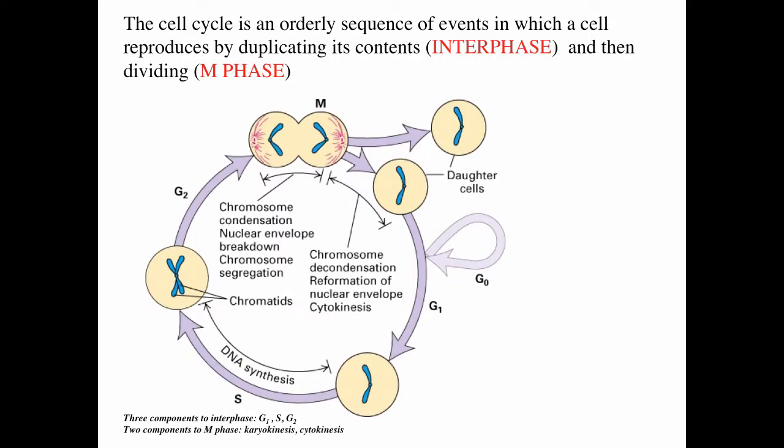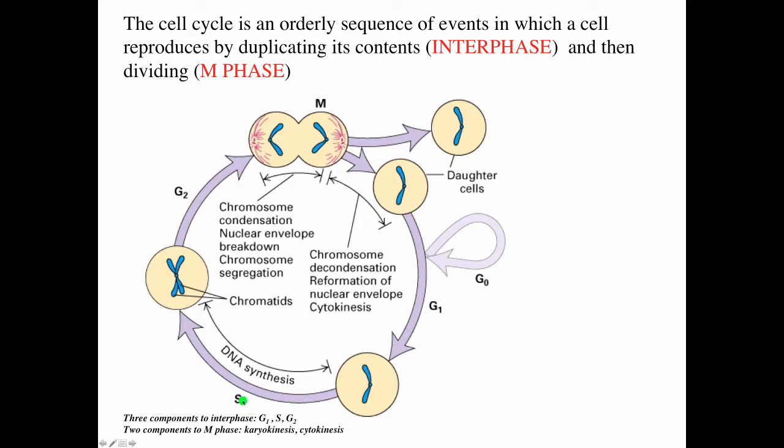And as we've said, the cell cycle is an orderly sequence of events in which a cell is going to reproduce by duplicating its contents. That's going to occur in interphase, and then it's going to divide, and that's going to occur in the M phase of the cell cycle. We understand that there are 3 components to interphase. There's a G1 component, an S component, and a G2 component. Then there are 2 components to M phase. There's karyokinesis and cytokinesis.